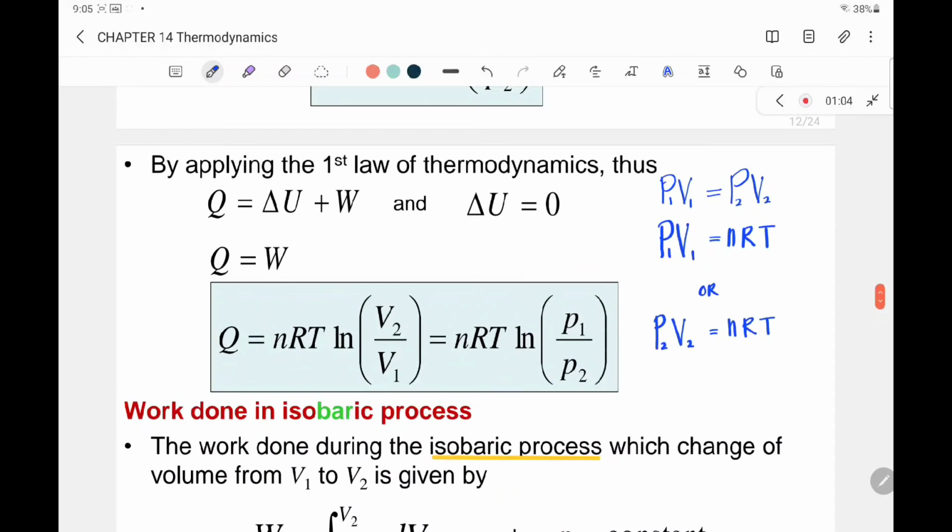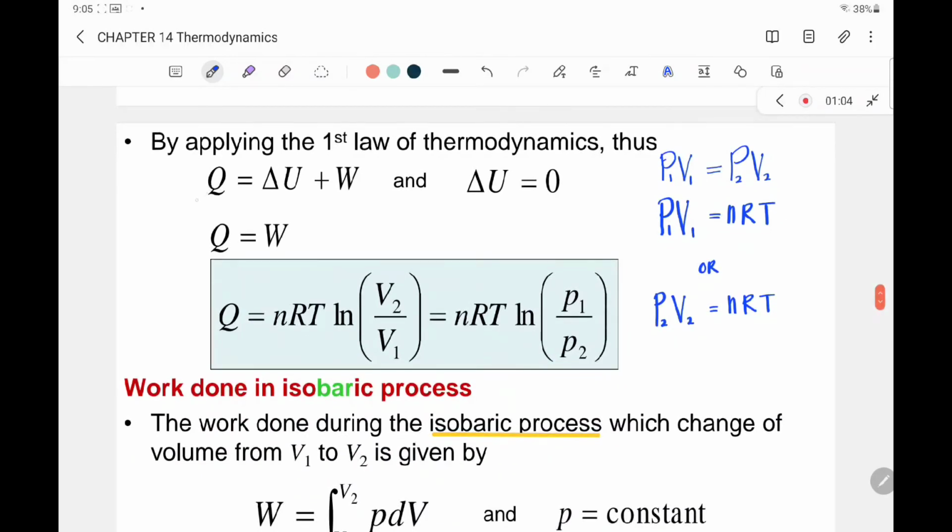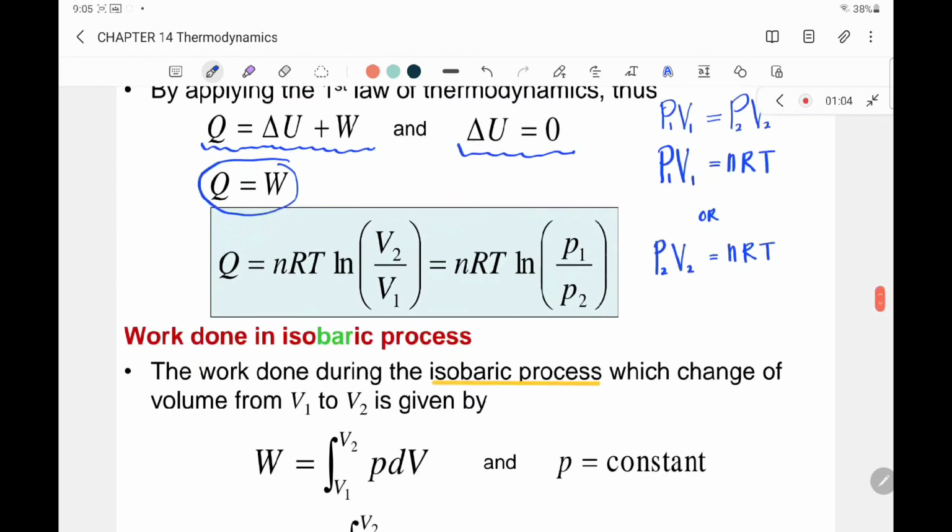By applying the first law of thermodynamics, the heat energy Q is equal to delta U, change in internal energy, plus work done W. Because there is no change in temperature, the change in internal energy is equal to 0, because internal energy depends on the temperature. So Q is equal to W. So Q is equal to nRT ln V2 per V1 or nRT ln P1 per P2.